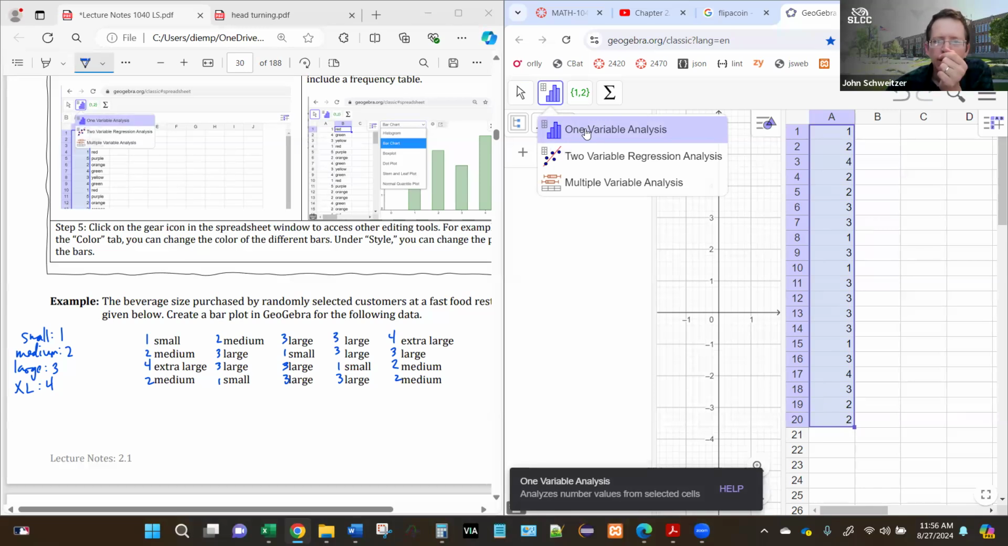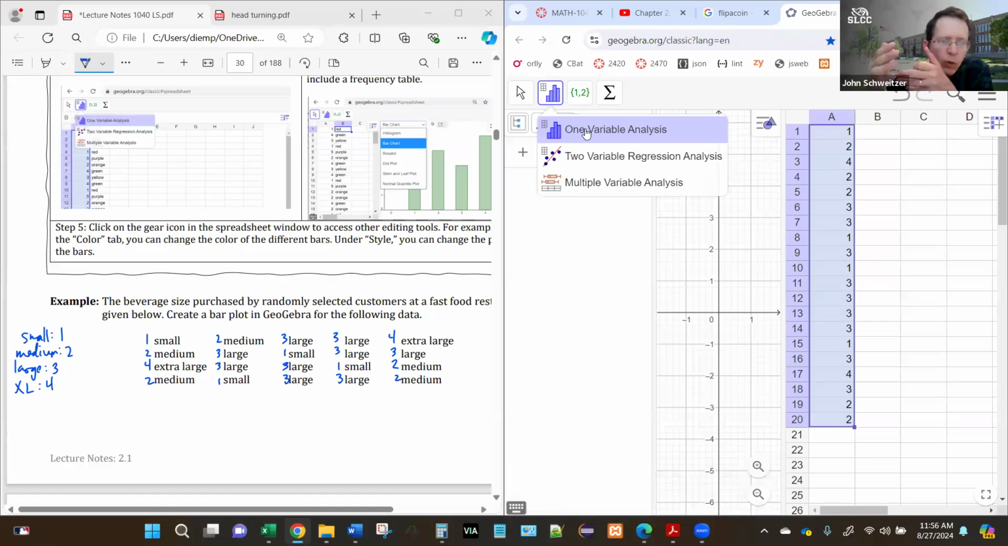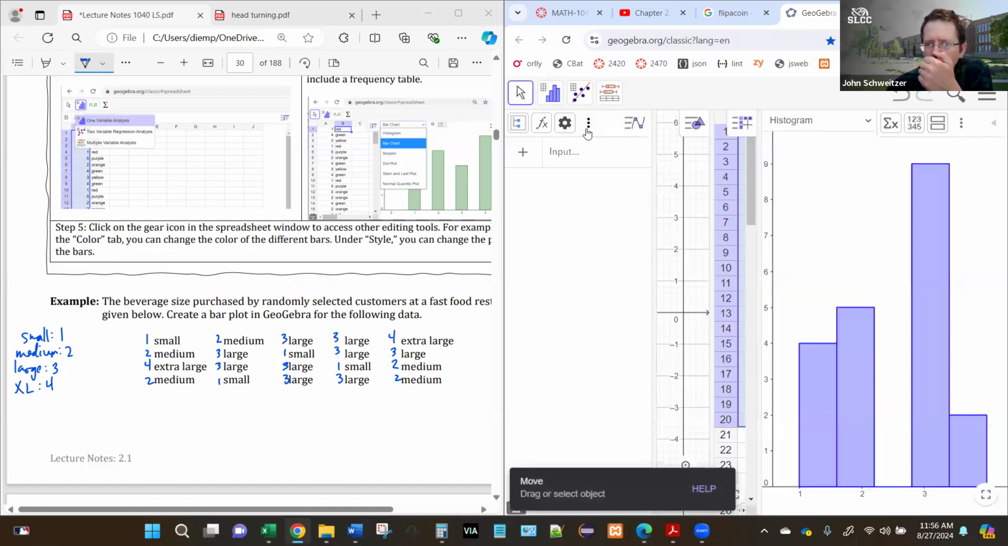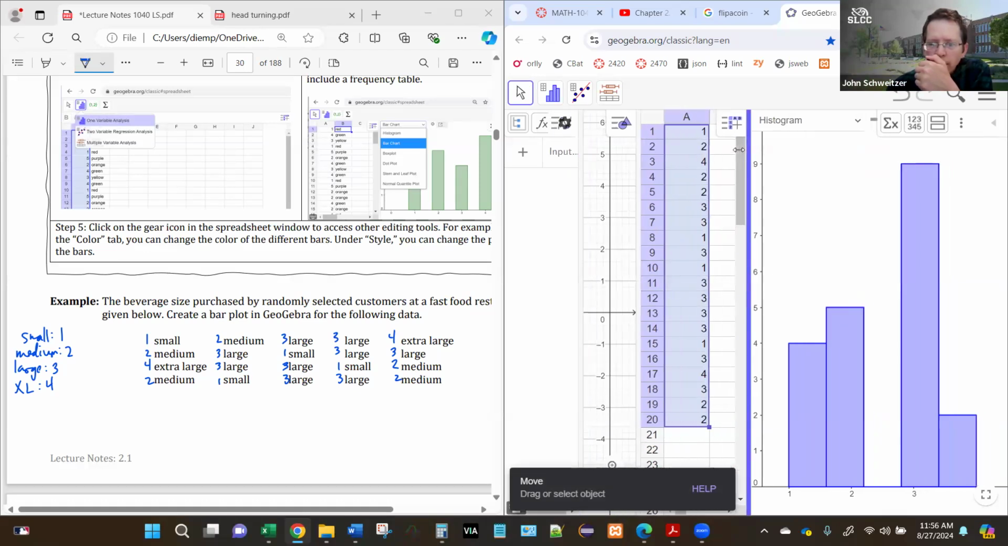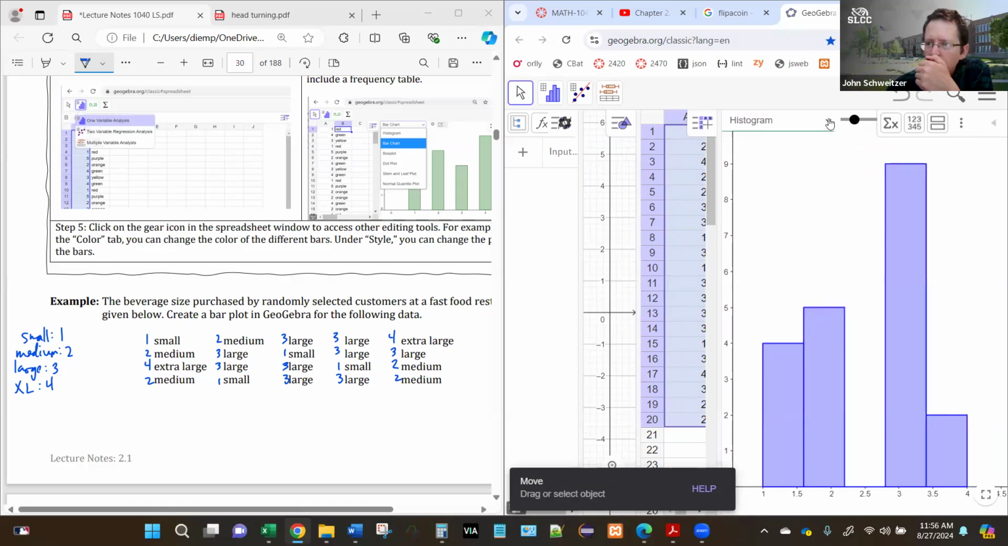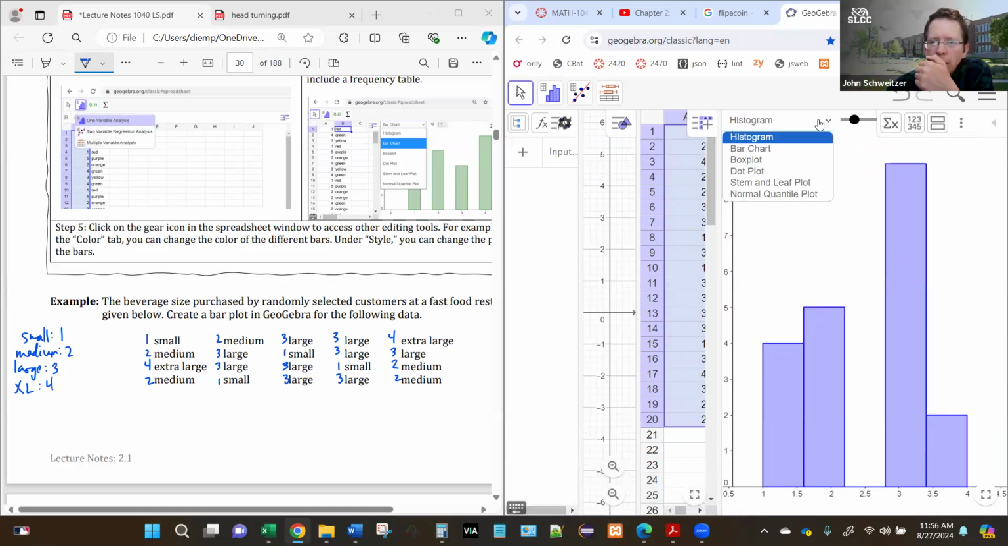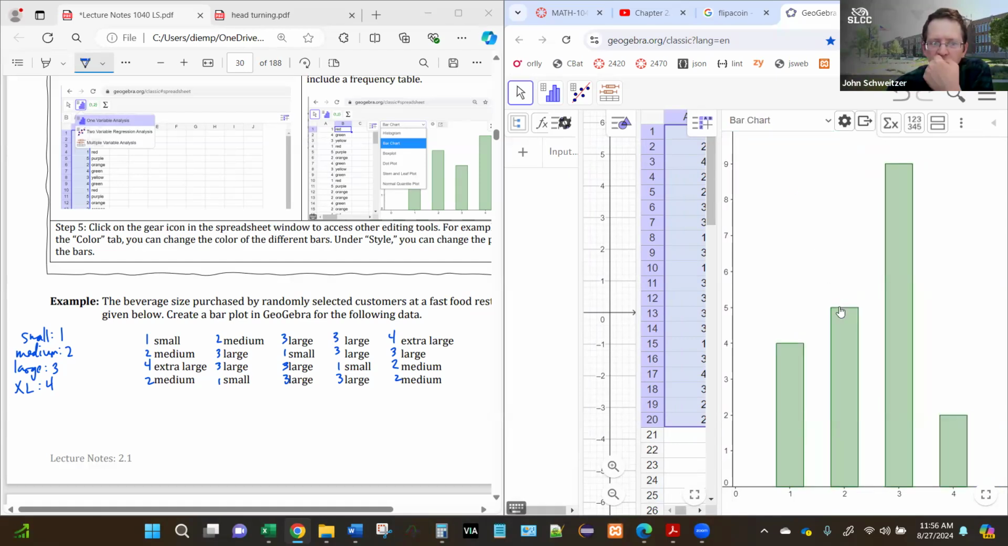Okay, so this is one variable because typically you get one drink when you are at a fast food restaurant. You can get more, but if it's your order, then you've got one size, right? Every drink is going to have one size, right? You can't have a drink that's both a medium and an extra large, right? So we click the one variable analysis, and this still isn't quite right. This isn't a histogram. Histogram is for quantitative data. So I'm going to come over here to this drop down, and I'm going to hit bar chart. And that's actually it right there.